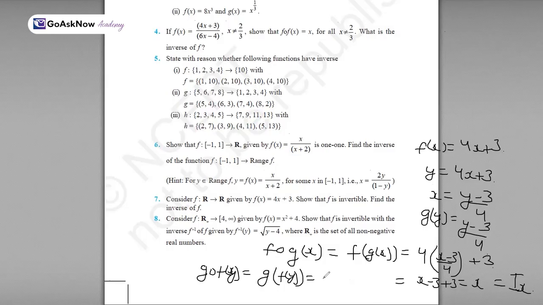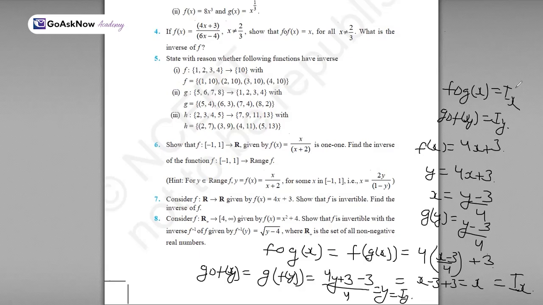4y plus 3 is the value inside this. Minus 3 is there, and upon 4 is that. So it will come equal to y. That is equal to y. So here you have f∘g(x) is equal to Ix, and g∘f(y) is coming out to be equal to Iy. That is the condition that is satisfied here.